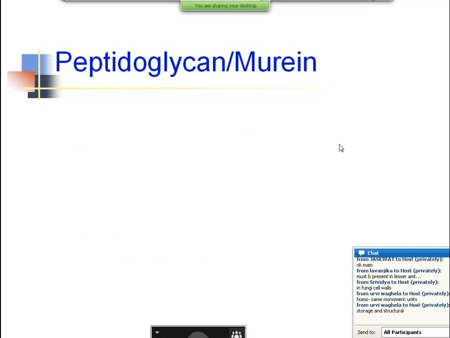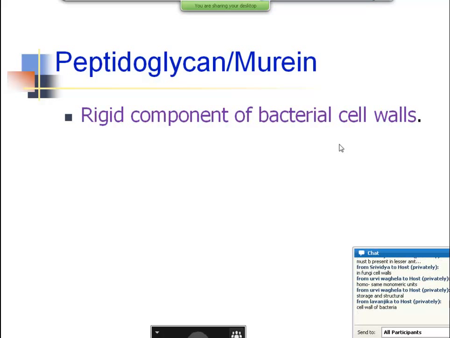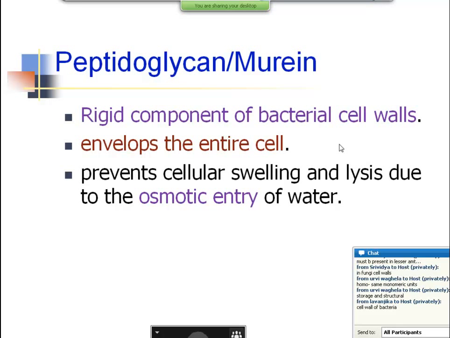Alright, so first we'll try to understand the simplest one, the peptidoglycan or murein, about which you must have studied, right? Where do you see peptidoglycan? The cell wall of bacteria. It is the rigid component of the bacterial cell wall and it envelops the entire bacteria. How does it help the bacteria? It protects the bacteria from any kind of external pressure. The osmotic lysis of bacteria is prevented.